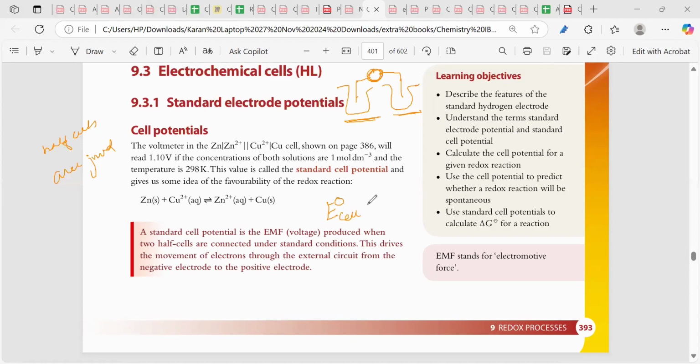Is it clear? What is standard cell potential? Standard cell potential is the voltage when two half cells are connected under standard conditions. Arnav, is it clear? We are joining two half cells, and the voltage which we get over here is called the standard cell potential. It is represented as E, then cell, right? And what does this circle mean? Under standard conditions, we have put them. What are standard conditions, Arnav? Tell me.